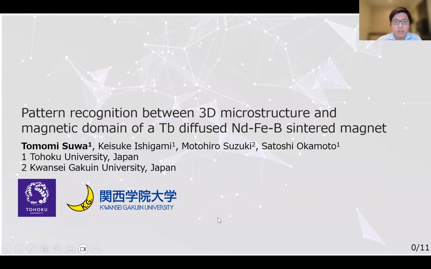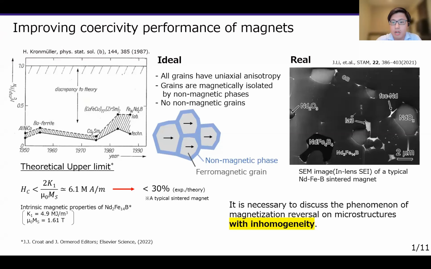I am a PhD student at Tohoku University. I will talk about this topic. Neodymium iron boron magnets are widely used in applications such as motors, but coercivity is one of the important properties of magnets, and it is actually less than 30% of the theoretically expected value.